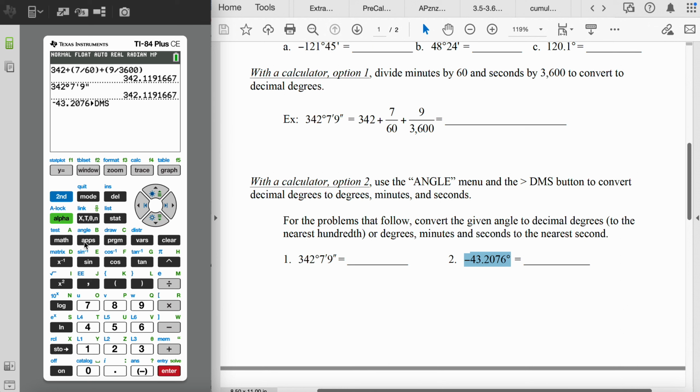So we hit the enter key on option 4, and we hit enter one more time, and there you can see it gives us an answer in degrees, minutes, and seconds. In this case, we ended up with negative 43 degrees, 12 minutes, and 27.37 seconds. So those are our ways that we can work with our calculator to help convert between degrees, minutes, and seconds, and degrees in decimals.